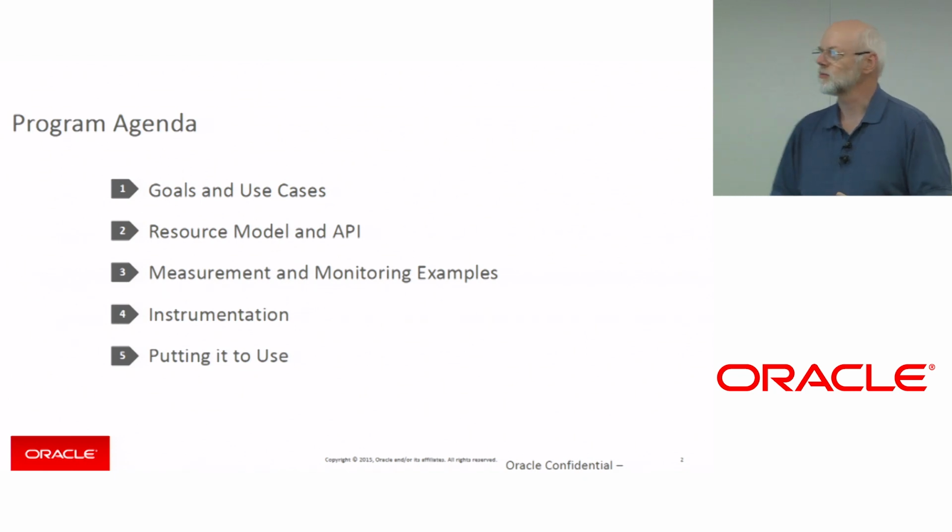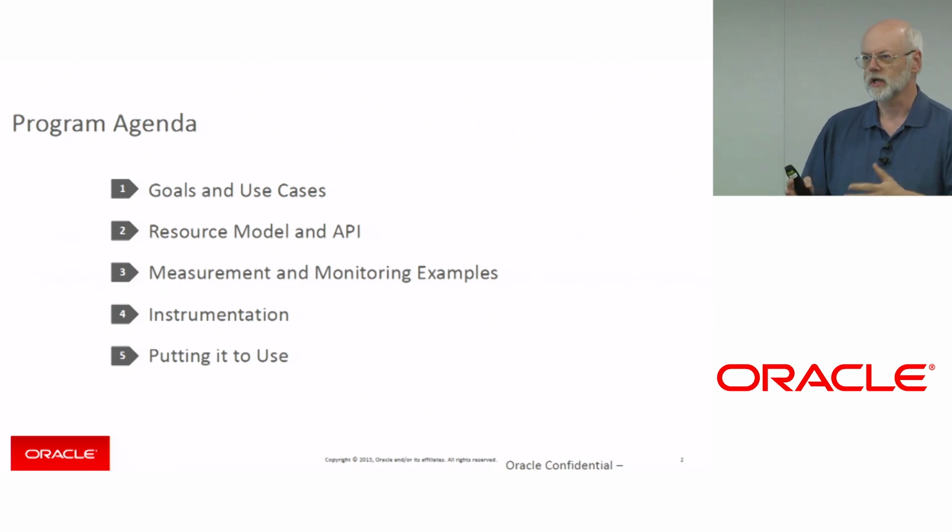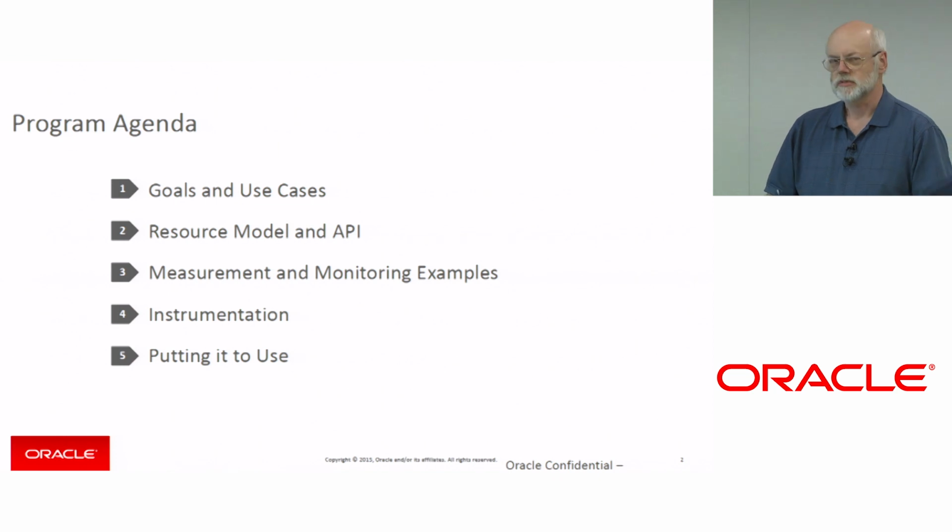So real quickly, some goals, a bit about the model of the API, some examples of measuring and monitoring, the techniques we used in the instrumentation, and some bits and pieces about how it might be applied if you were writing a policy mechanism to go with it.